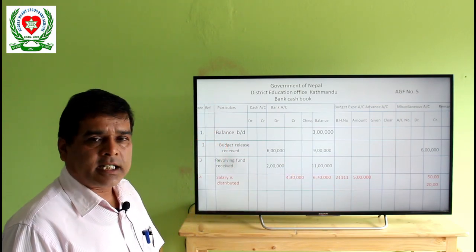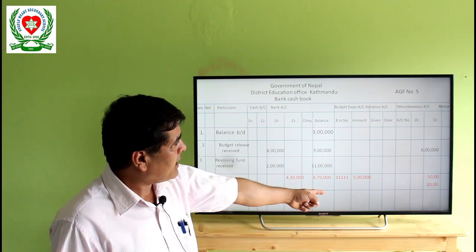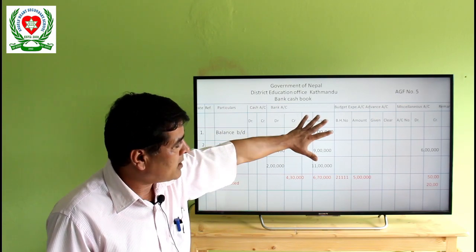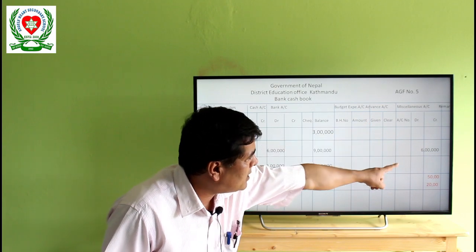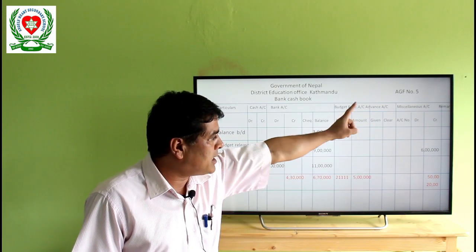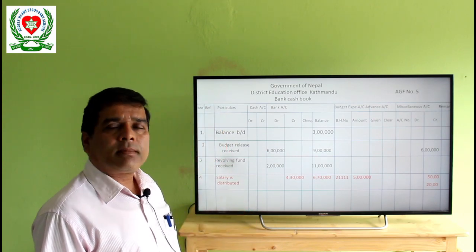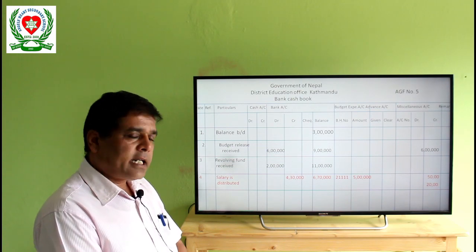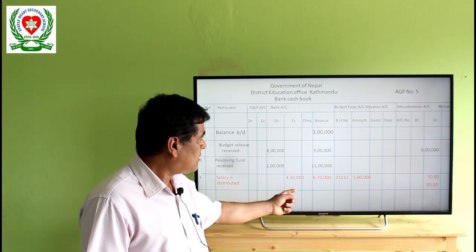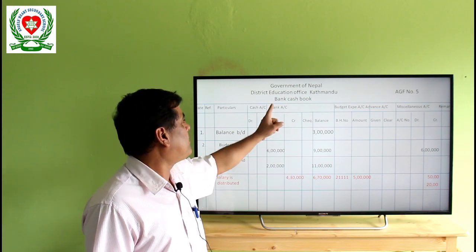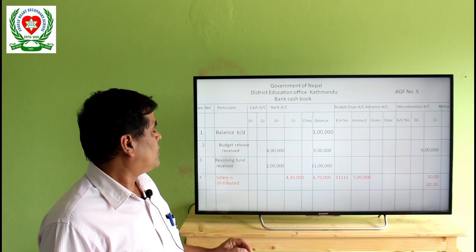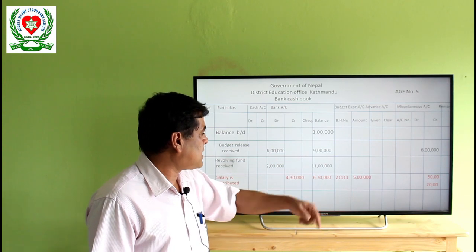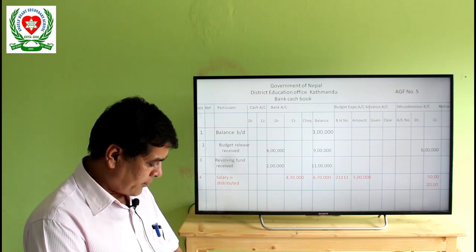21111 is the budget head number of salary, 5 lakh in the amount column. For credit provident fund, there is no place for writing provident fund, so it should be written on the credit side of the miscellaneous account: 50,000, and income tax 20,000 is also written there. Credit NR Bank 4 lakh 30,000 should be written on the credit side of the bank account. Now we have to do the balance: 11 lakh minus 4 lakh 30,000 is 6 lakh 70,000 balance.